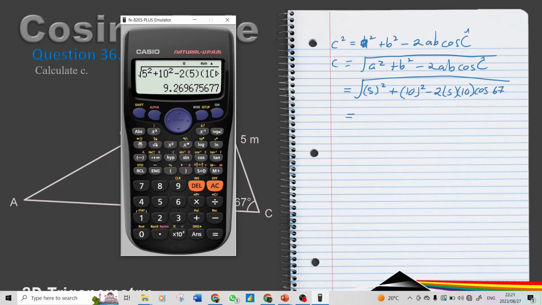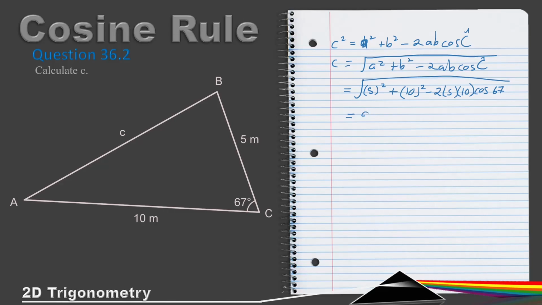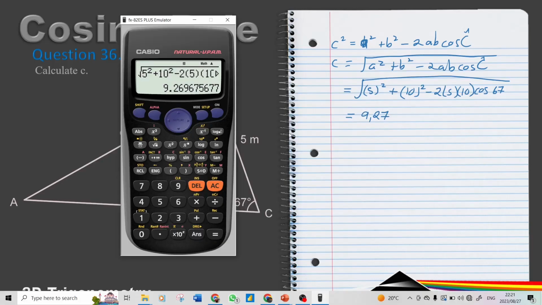Right, so to 2 decimal places I get 9.27. And this is meters. Let me just double check. Yeah.